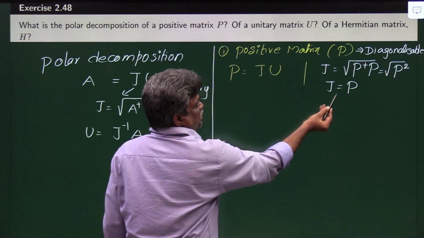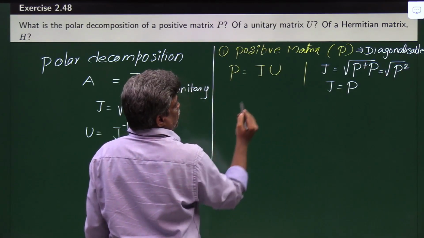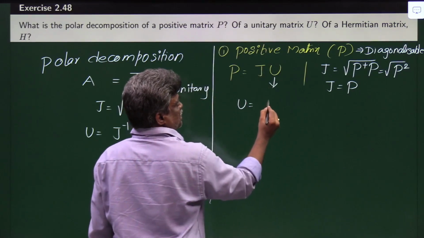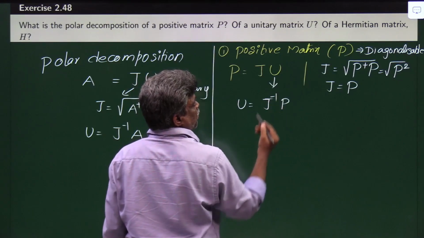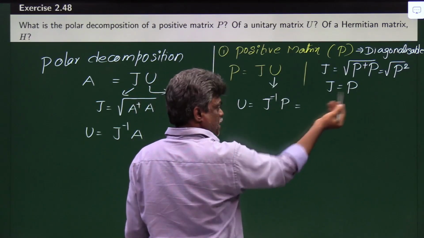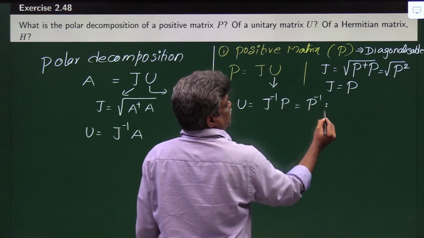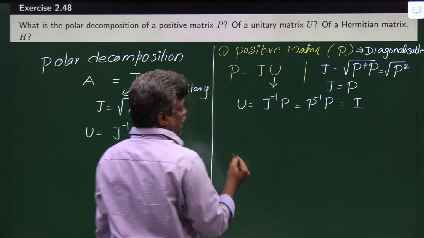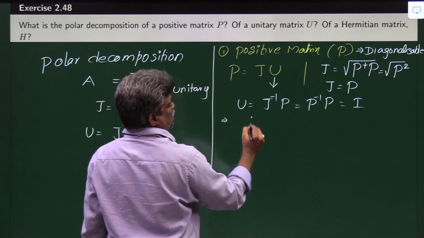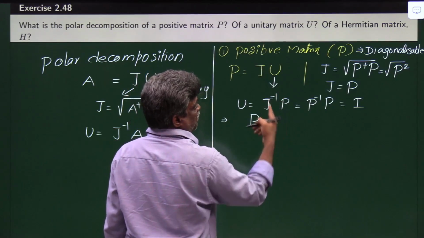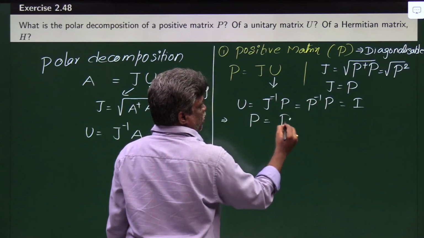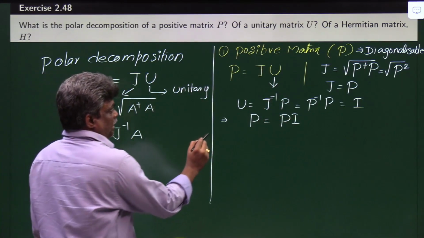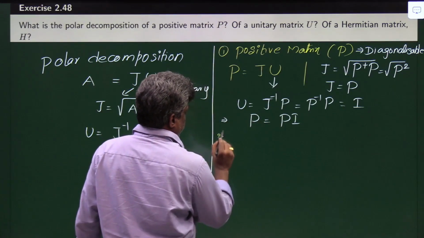Because it is diagonalizable, we proceed. Now, once you have J, you substitute it, and after that we have to find U. So U equal to J inverse into P. Already we know what J is: P. J inverse is P inverse, and P inverse into P is I. So in this problem our U is the identity. So the polar decomposition of that positive matrix can be written as J equal to P, and U is I. That's it.